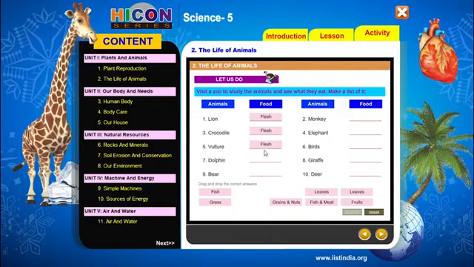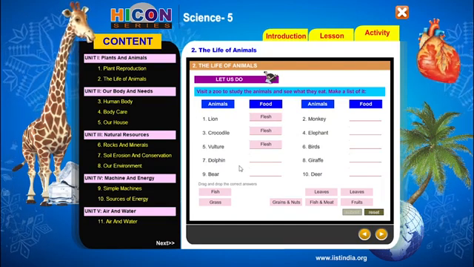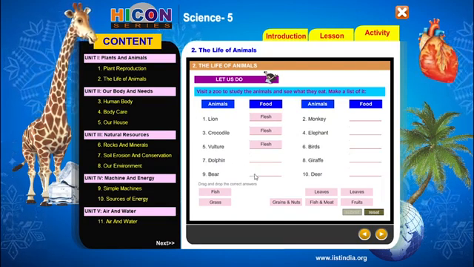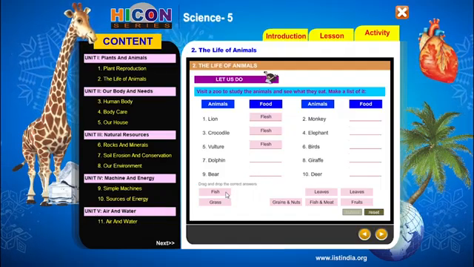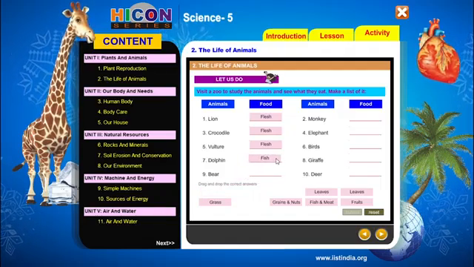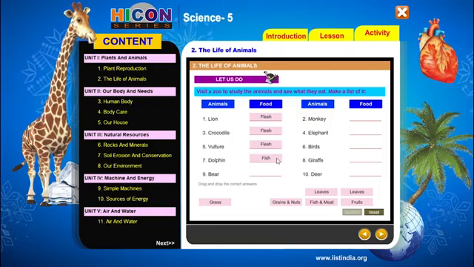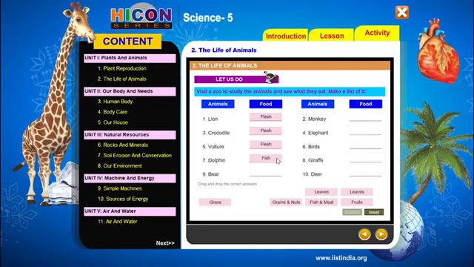Next, dolphins. So dolphins are also an example for carnivores. It eats the fishes, the small fishes. So the food of dolphins is small fish. It is an aquatic animal. So write fish.